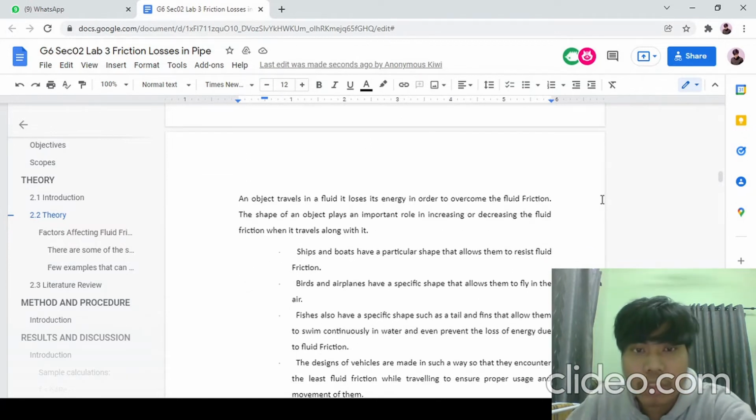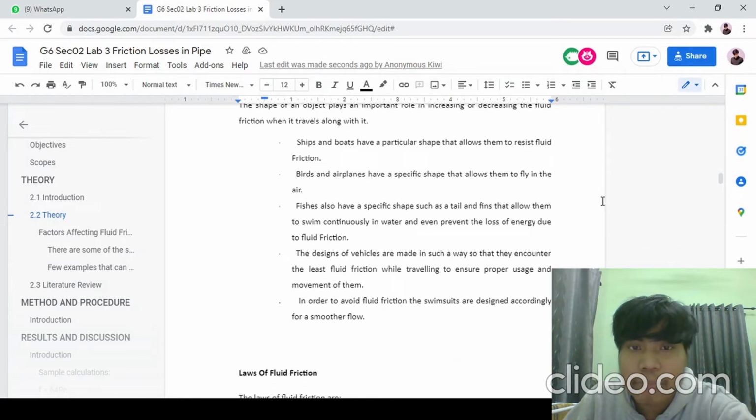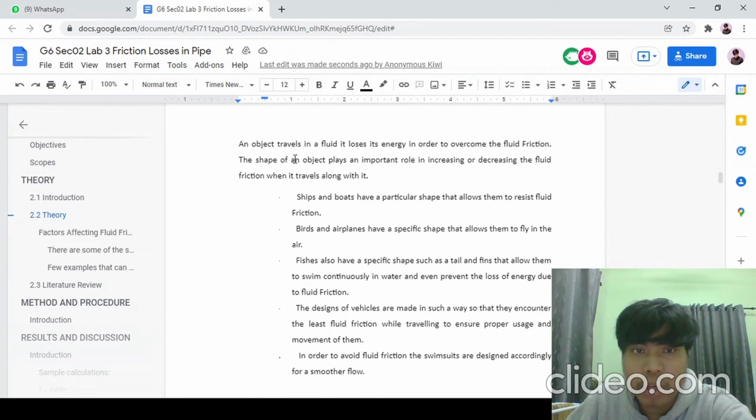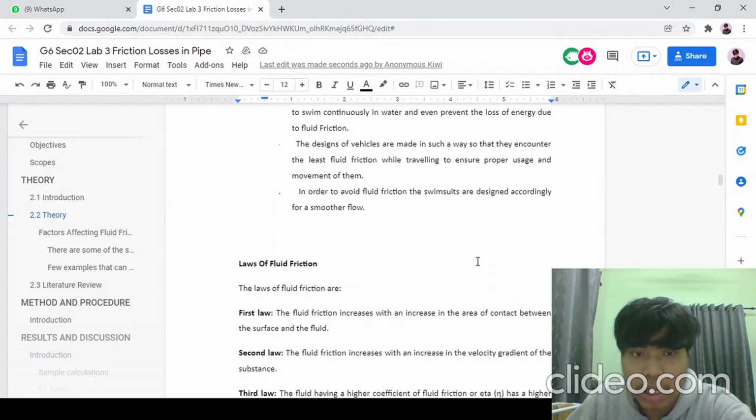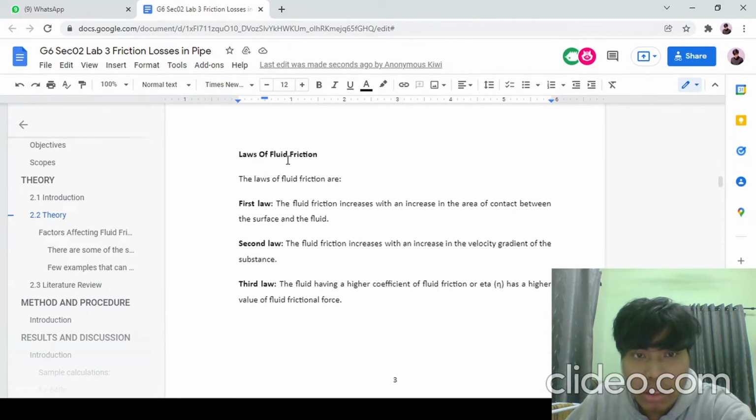An object traversing a fluid loses its energy in order to overcome the fluid friction. The shape of an object plays an important role in increasing and decreasing the fluid friction when it travels along with it. So right here we can see the type of object traversing fluid loses its energy. So let's go for loss of fluid friction.